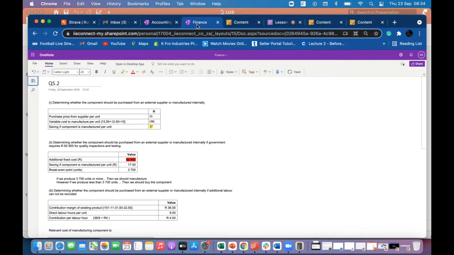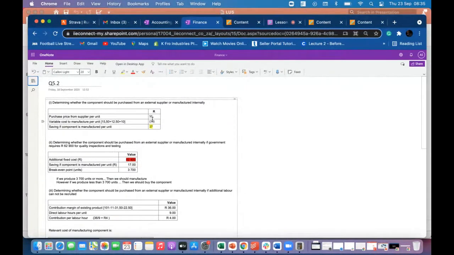Okay, cool. An external supplier has offered to supply the component at a guaranteed price of 55 Rand per unit. For each of the following scenarios below, determine whether the component should be purchased from the external supplier or manufactured internally, using the given cost criteria only, and note any assumptions that should hold. Okay, so the purchase price from the supplier per unit is that 55 Rand.